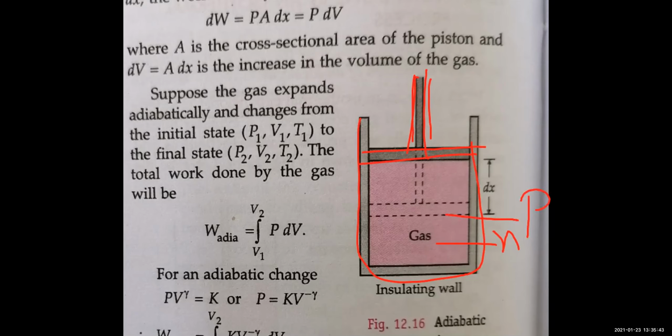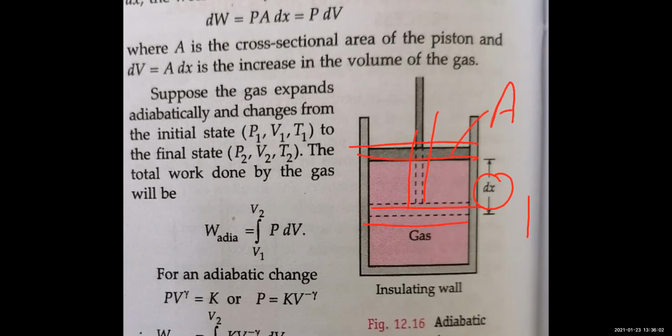Now, if the piston initially was in this position over here, and now the piston has moved up, it has got displaced by a distance dx. And the area of the piston is A. So children, when the gas has moved the piston upwards through a displacement of dx, the total work done is dW, and we know work done is PdV. So it is PA into dx, which equals PdV. This is the total work done. We want the entire work done.